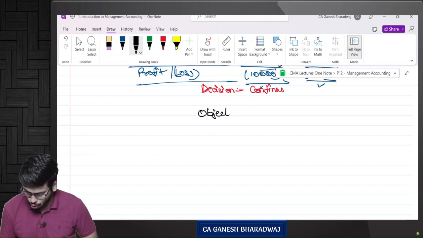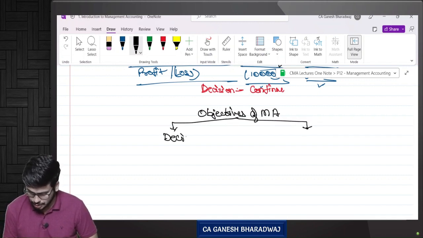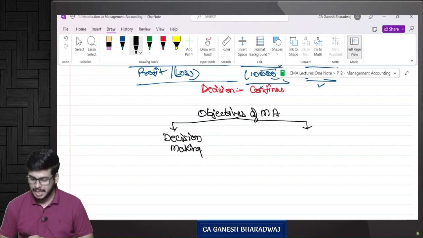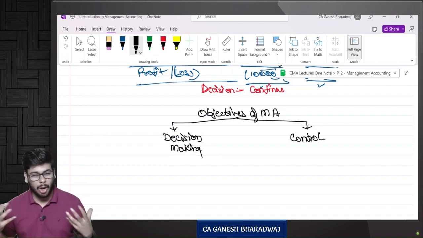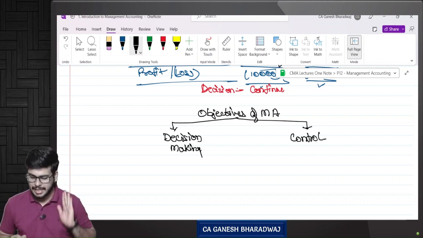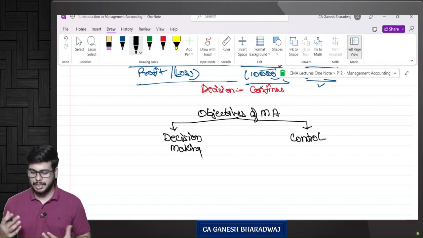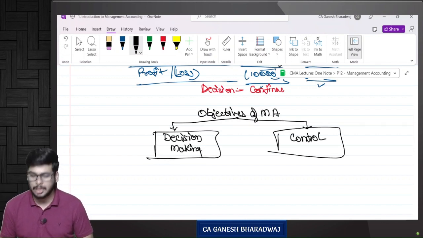there are two objectives of management accounting. One is decision making. The other one is control. Broadly speaking, every single chapter revolves around these two things only: decision making and control. This is what management accounting helps you achieve. The objectives of management accounting are decision making and control.